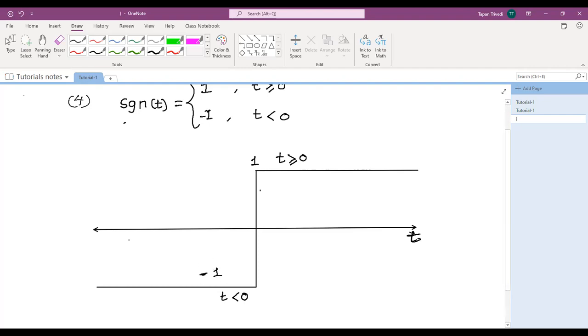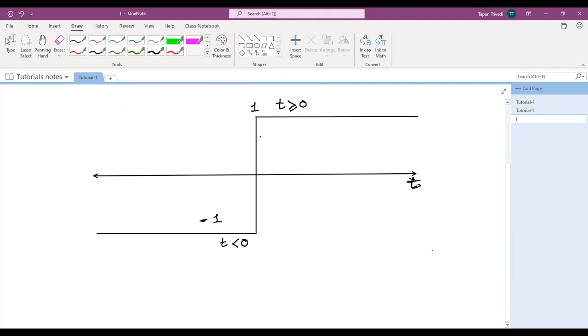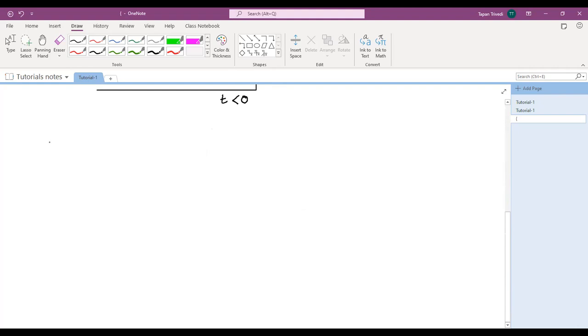After that, there is one more function which is very, very useful in communication, and that is called the sinc function. The sinc function is defined as sin t divided by t, for t ranging from minus infinity to infinity.